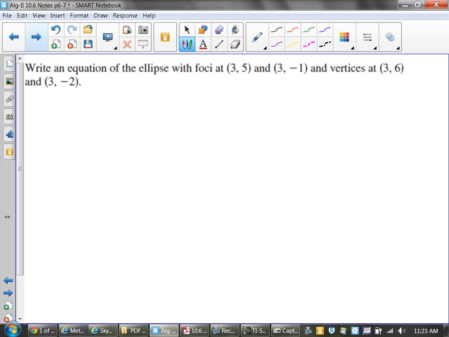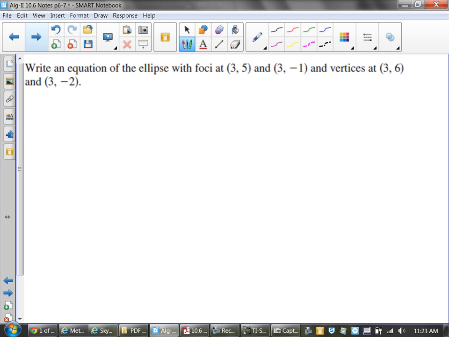Again, we're going to build off of this with another ellipse problem before we get to the hyperbola. That's Photoshop. Really? I guess. Huh, interesting.